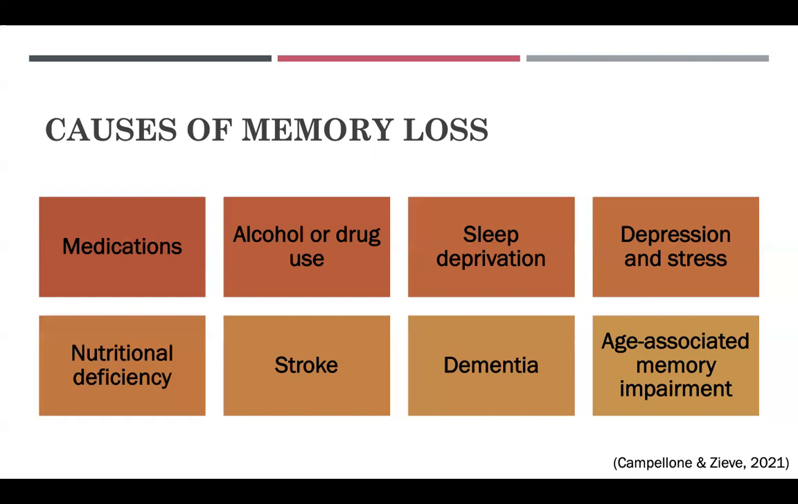Dementia is another cause for memory loss. Dementia is a name for progressive loss of memory and other aspects of thinking that are severe enough to interfere with the ability to function in daily activities. And lastly, there is age-associated memory impairment.